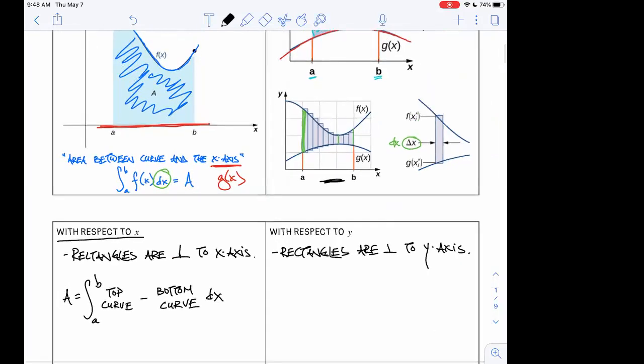And the formula that we want to use in those cases is going to be the integral from c to d. So we're using different letters here, okay, from c to d of the right curve minus the left curve. And because all of our rectangles are perpendicular to the y-axis, we're going to seal this off with a dy.